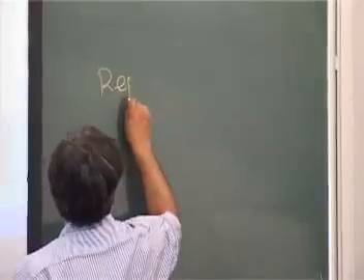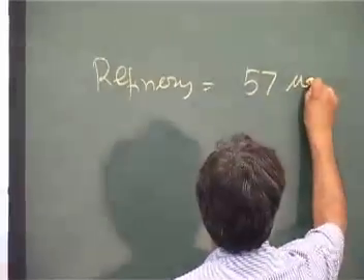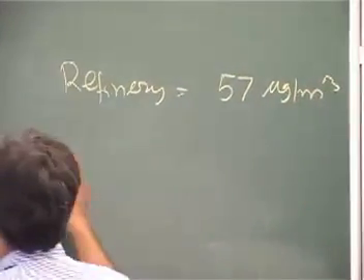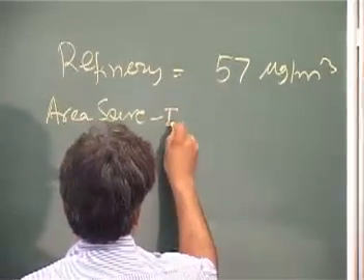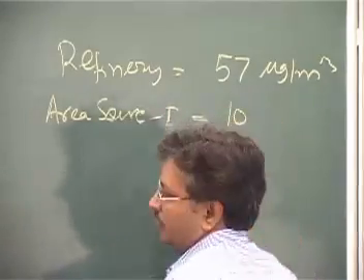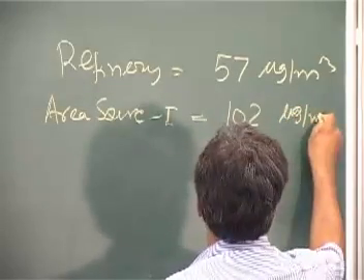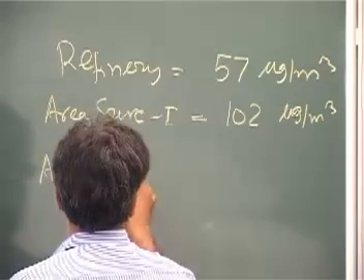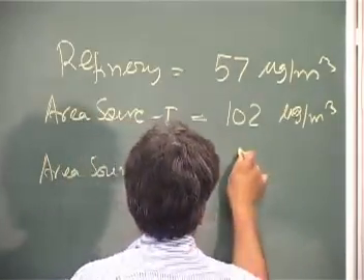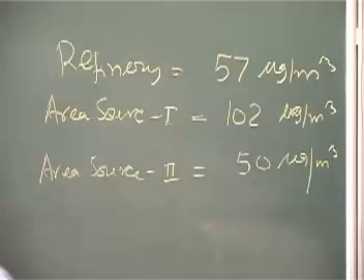Refinery, that is about 57, and then area source 1, that was about 100, whatever, 101 or something, 102. This is about 50. Now talk about the highway business.